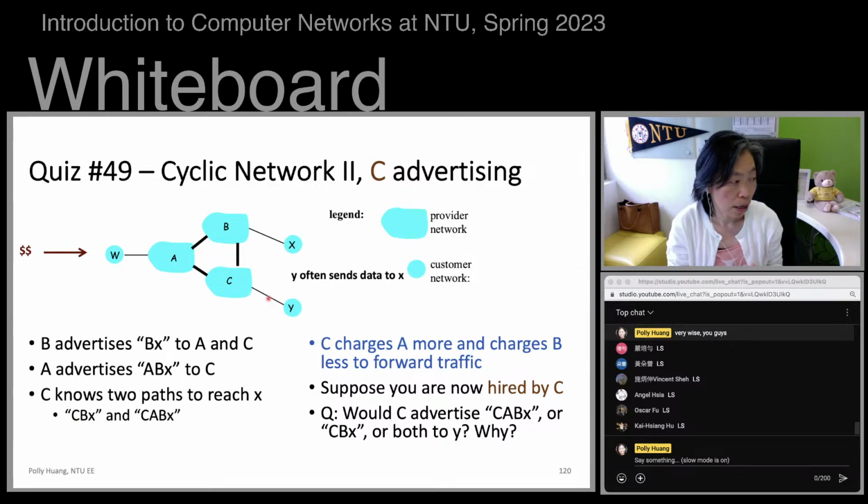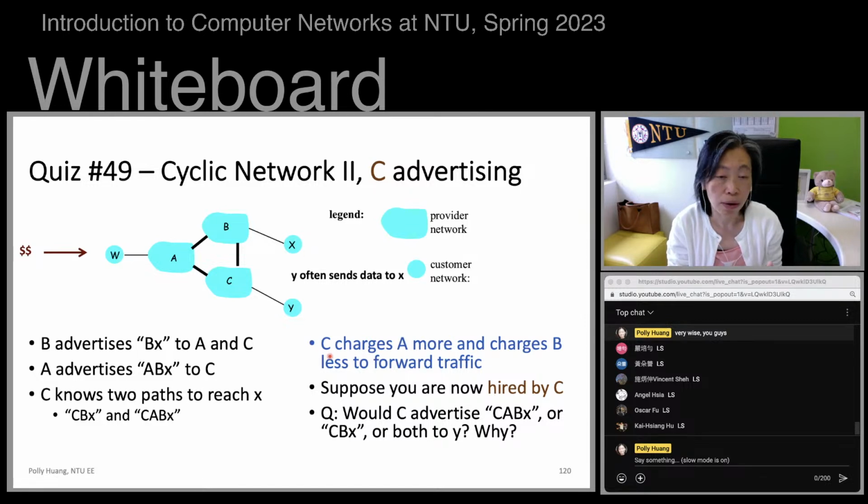One is CBX, right? B advertises BX to both of them, therefore C knows CBX is a way to X. A also advertises ABX to C, so C knows two ways, CBX, CABX.